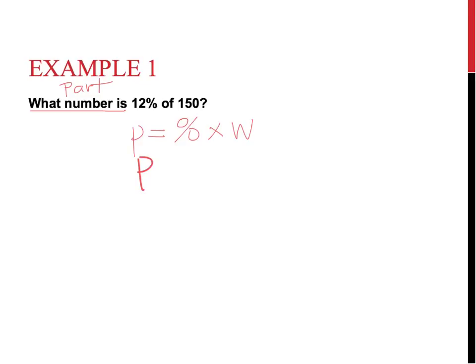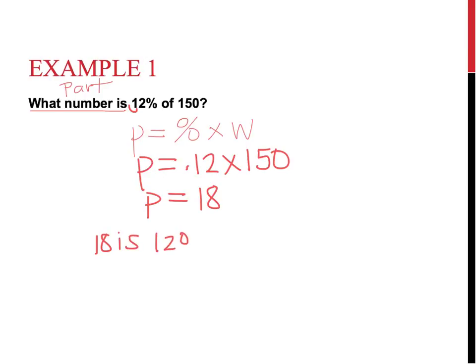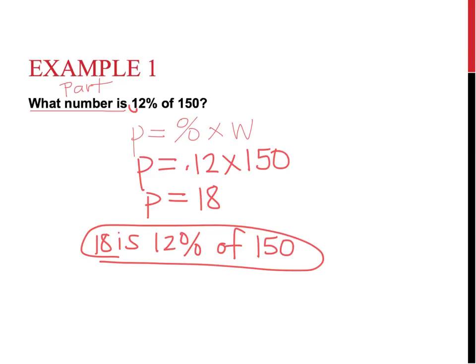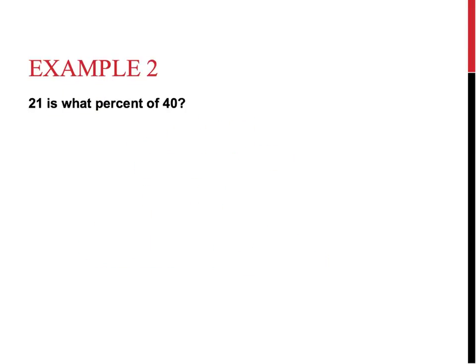How do I write that as a decimal? I move the space over 2 points. So P equals 0.12 times 150. Now if we use our calculator, we get P is equal to 18. You go back to your original equation and you say 18 is 12% of 150. Copy that in your notes. Let's move on to our next example.